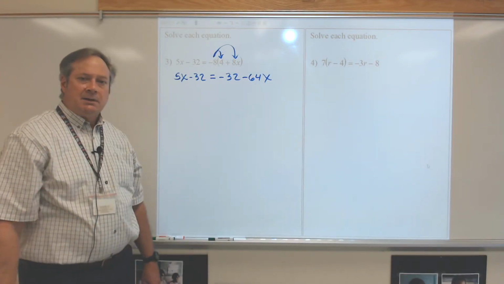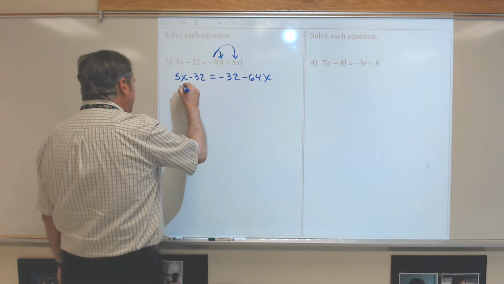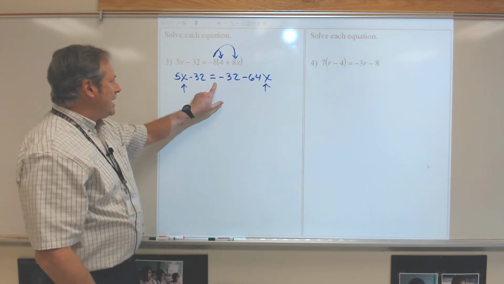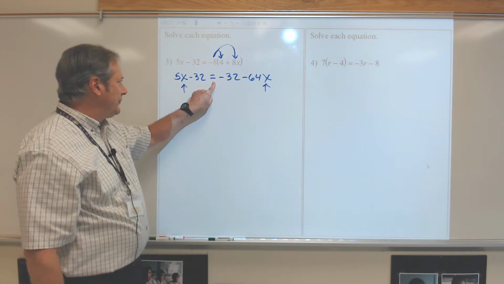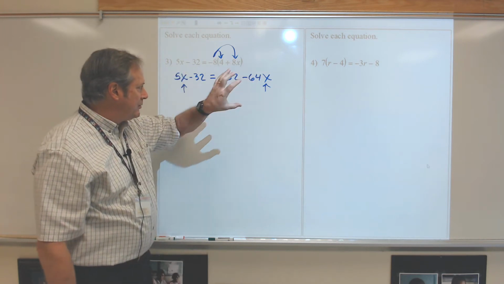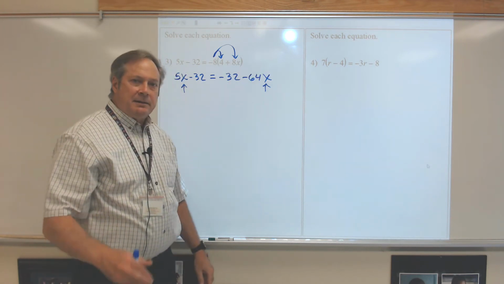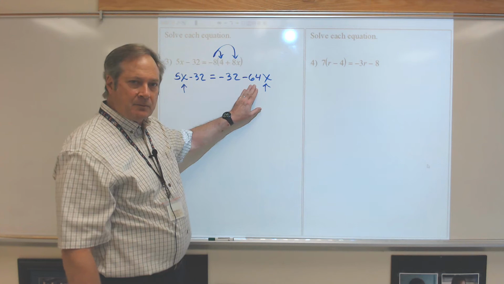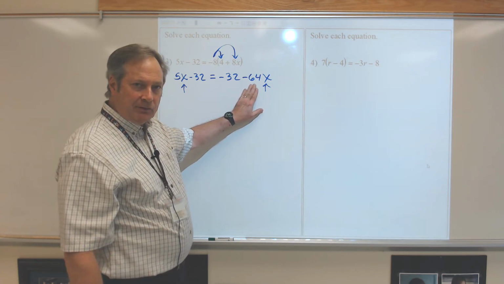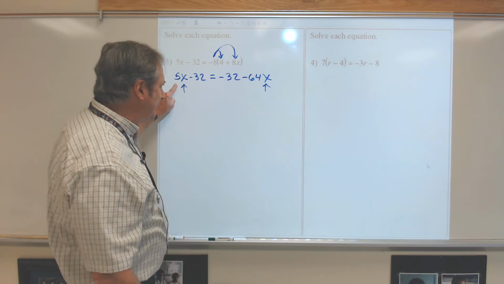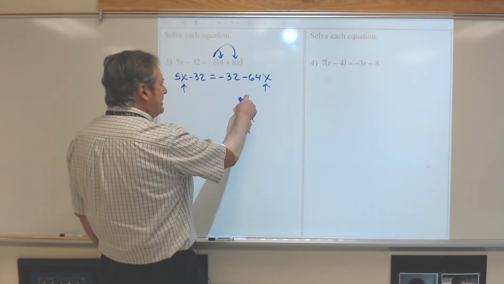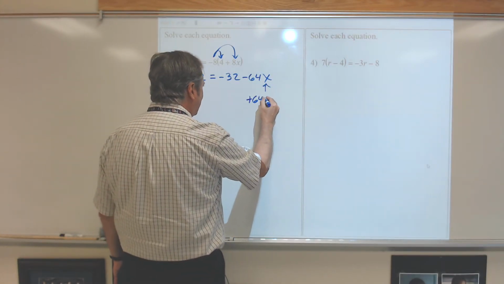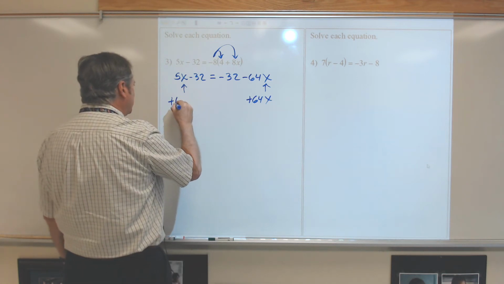Okie dokie. Now, what I'd like you to see is that and that, they're on opposite sides of the equal sign. So I need to either move this there or move that there. The technique I would like you to use is take the smaller coefficient. Keep in mind this is a negative. Negative 64 is much smaller than a positive 5. And so we're going to move it over by doing the opposite sign. Since this is a minus 64x, we're going to add 64x to both sides.